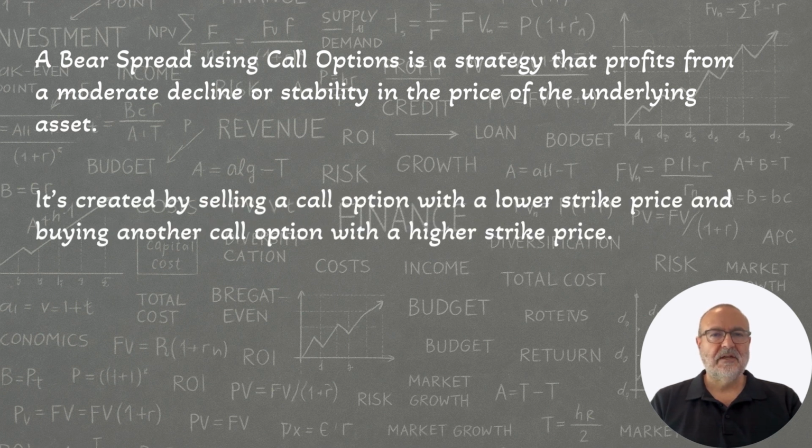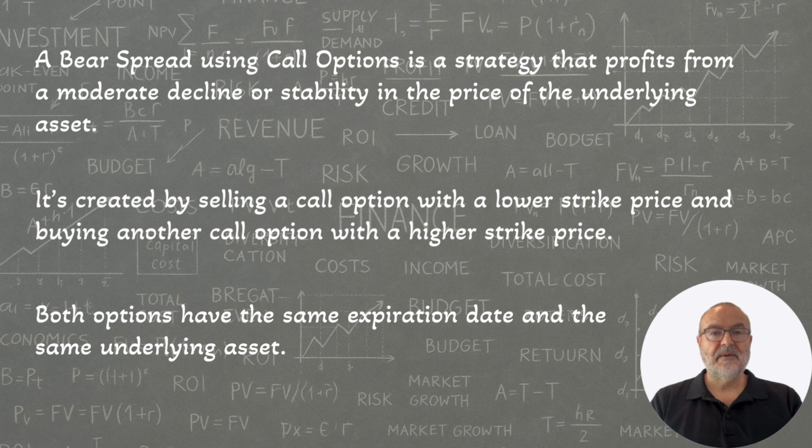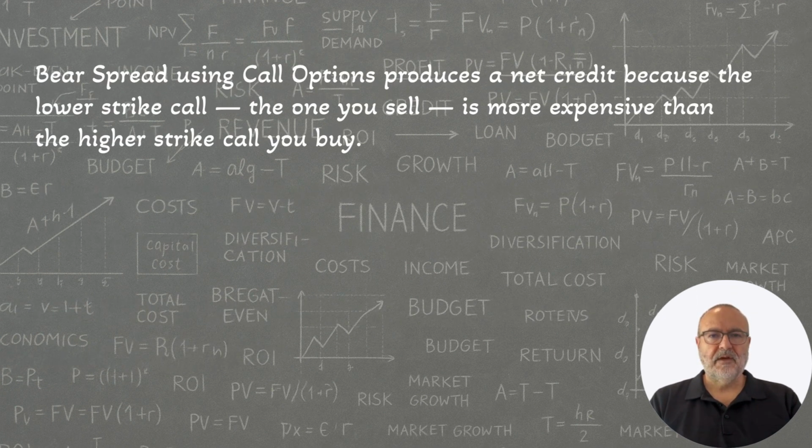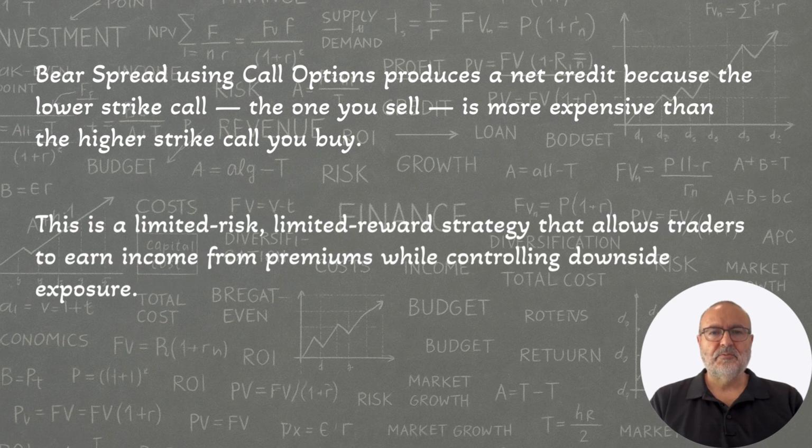It's created by selling a call option with a lower strike price and buying another call option with a higher strike price. Both options have the same expiration date and the same underlying asset. Bear spread using call options produces a net credit because the lower strike call, the one you sell, is more expensive than the higher strike call you buy. This is a limited risk, limited reward strategy that allows traders to earn income from premiums while controlling downside exposure.